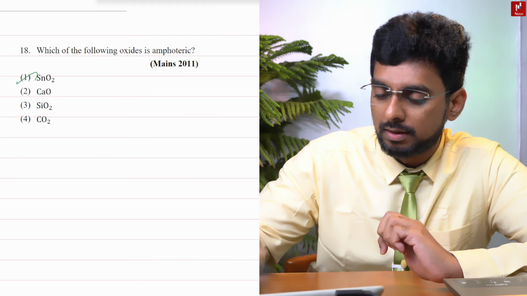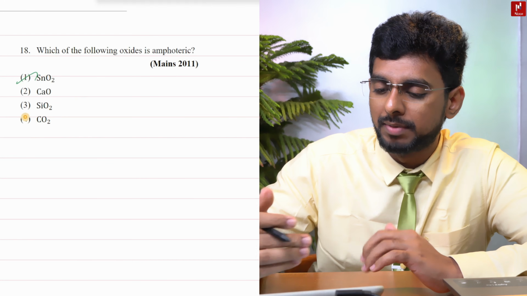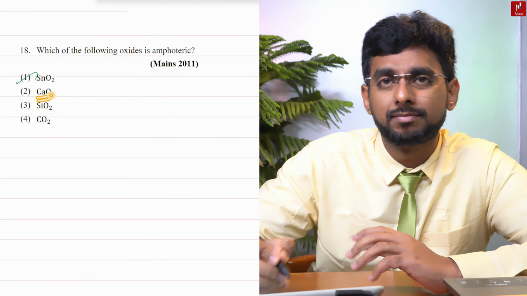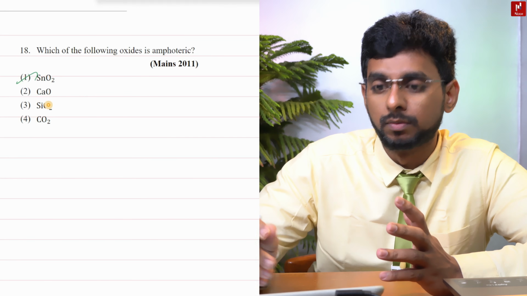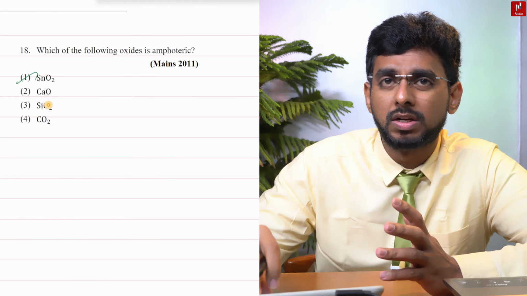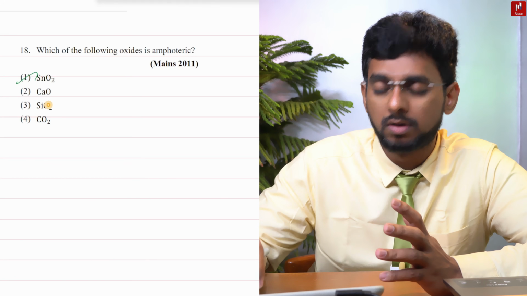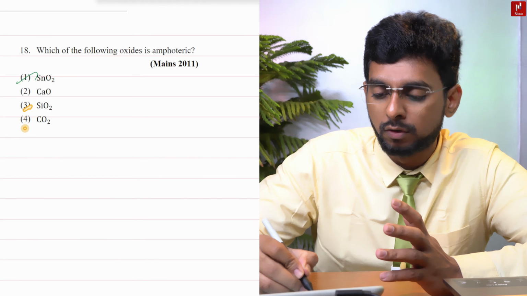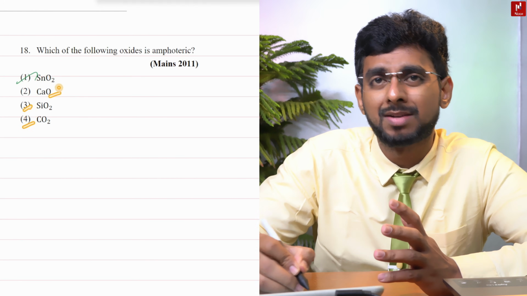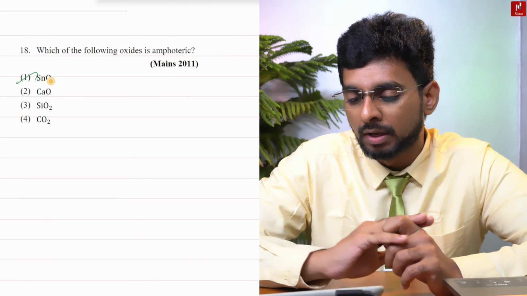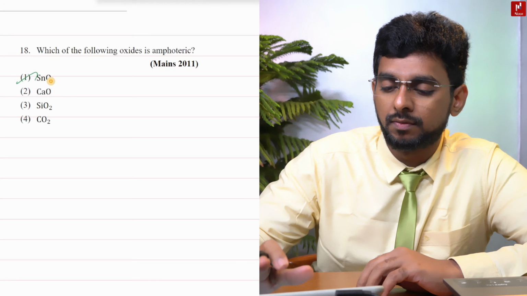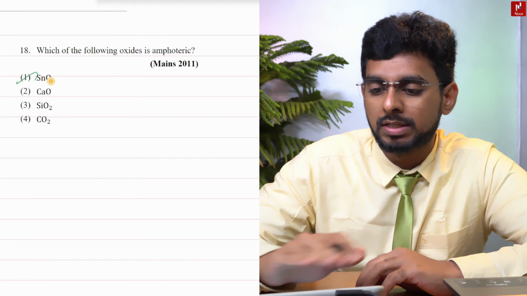If you just look at the rest of the options, they will be either basic or acidic. Calcium oxide, it's towards the left, therefore that's going to be basic. SiO2, so here carbon, silicon. Carbon is also acidic, silicon will also be acidic. Therefore 3 and 4 are going to be acidic. This one is basic. SnO2 is the only option that's going to be amphoteric. Fine. You have to be clear with this question. We can move to the next question, which will be the last question for this session.